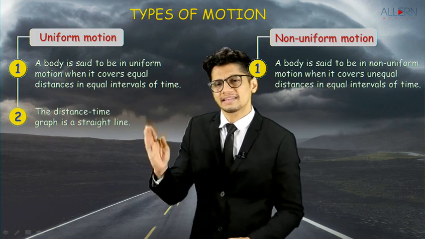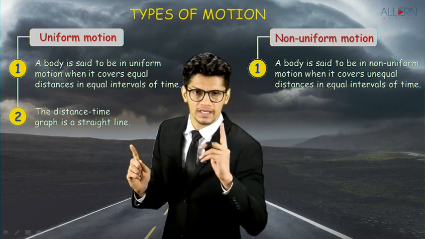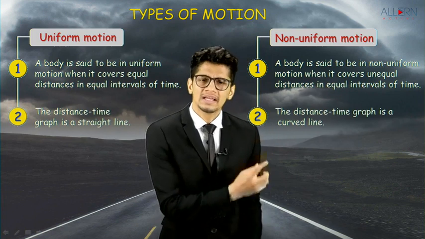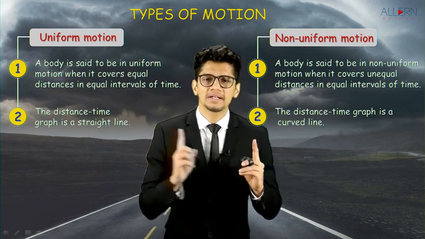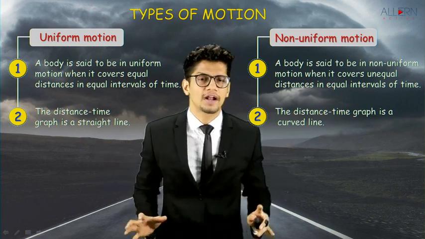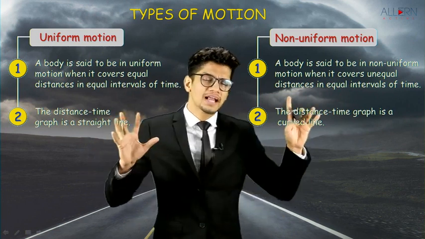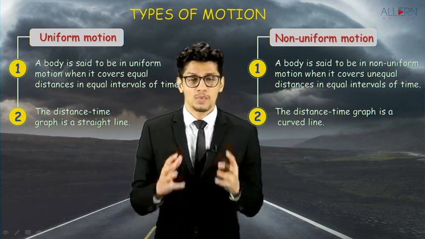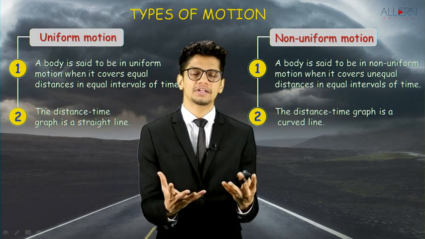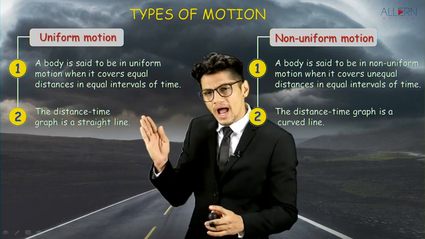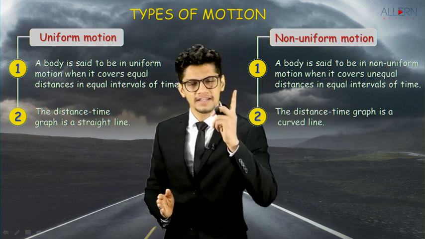Now let's see the second point. Second point says the distance time graph is a straight line, and here it says that the distance time graph is a curved line. This line can be of any shape but a straight line. Now what is a distance time graph? We'll understand this when we understand the concept of graphical representation of motion, right? So when you understand what is graphical representation of motion, at that instant of time you will understand why the graph of uniform motion is a straight line.